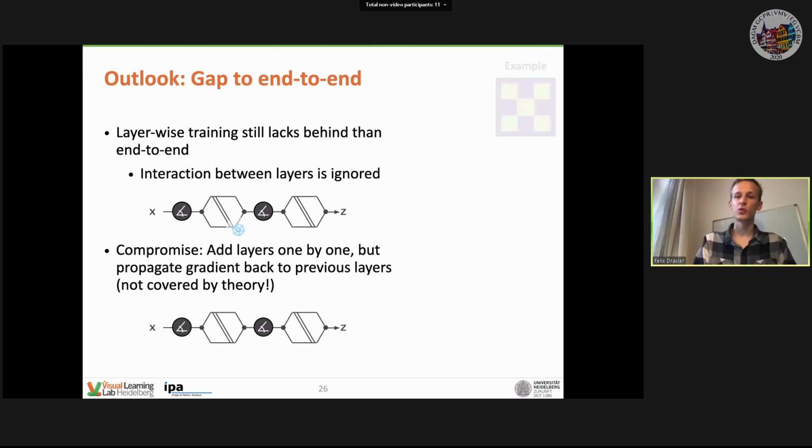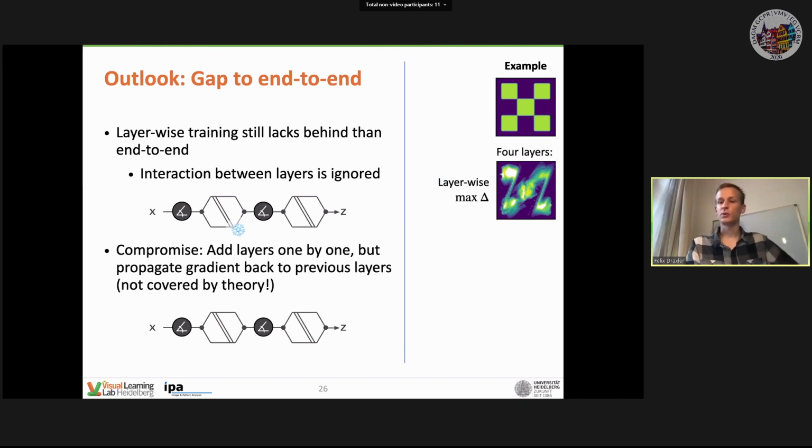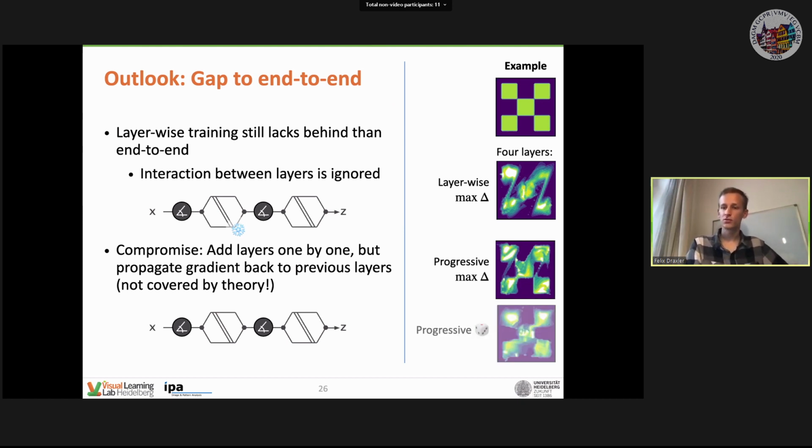I just want to show you a quick example in the remaining time. Let's check out this checkerboard pattern here. If we do layer-wise training with optimal rotations, this is what we get after 4 layers. And if we do this progressive training, this compromise, we improve a lot, and we also improve over progressive training with random rotations. So the structure is a lot better represented here.